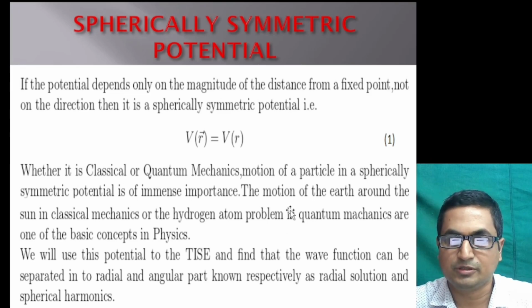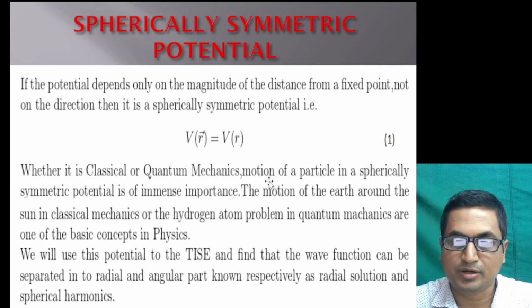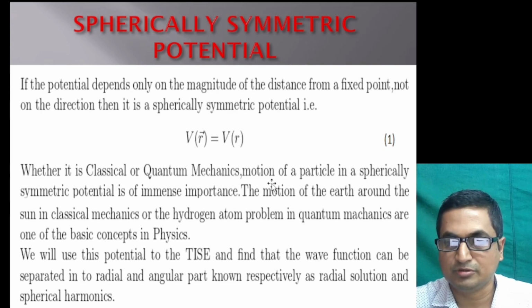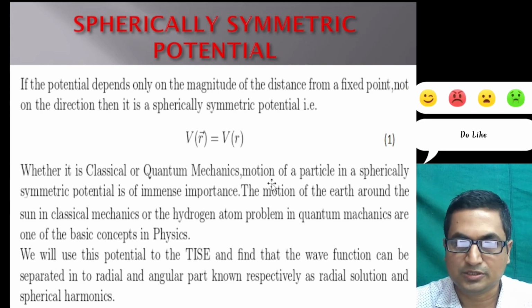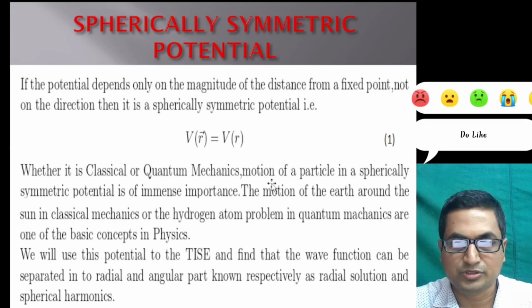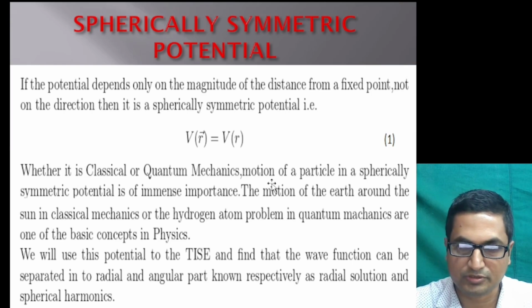The potential which we call a spherically symmetric potential is defined through equation 1. We see here that the potential is no longer dependent on the direction, it simply depends on the magnitude of the distance from a fixed point. So whether it's classical or quantum mechanics, the motion of a particle in a spherically symmetric potential is of immense importance. For example, the motion of Earth around the Sun or the hydrogen atom problem in quantum mechanics are some of the things that use the concept of a spherically symmetric potential.